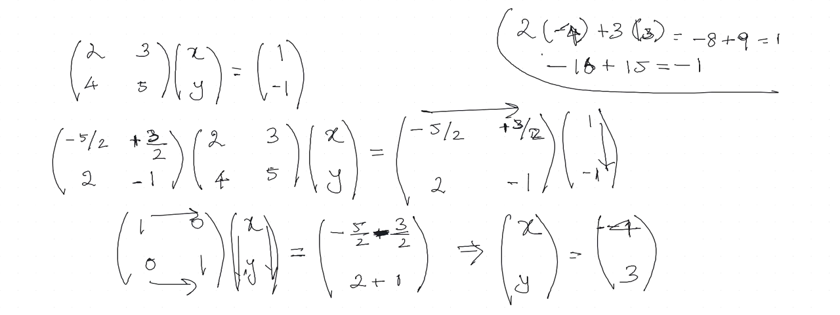Okay, any questions? No. Okay, let me quickly show you the other method. Can you go to the next page, please? Okay, so we have this 2, 3, 4, 5 multiplied with x, y. I will write Cramer's rule, see whether that is included in your syllabus. There is a 1 and minus 1.